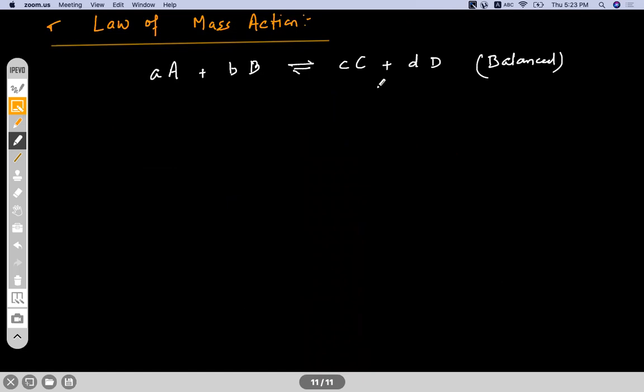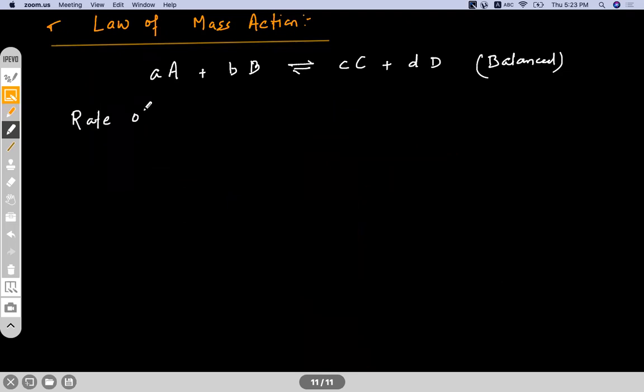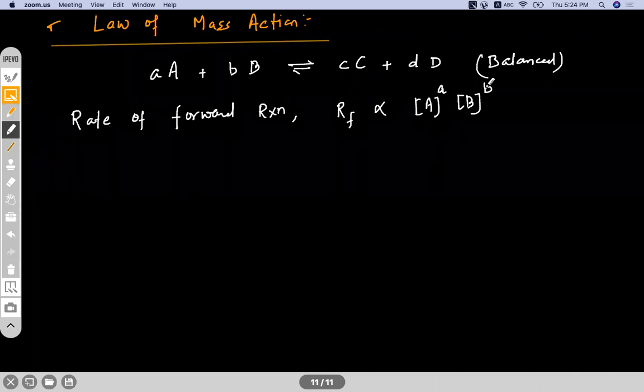Yeah, balanced chemical reaction we have. So according to law of mass action, the rate of forward reaction, that is RF, is directly proportional to the product of the concentrations of the reactants, each to the power of its respective stoichiometric coefficient. If you have NCERT or any book, you can go through the statement of law of mass action. This is what I'm explaining here. So the stoichiometric coefficient of A is a, so A to the power a, B to the power b.